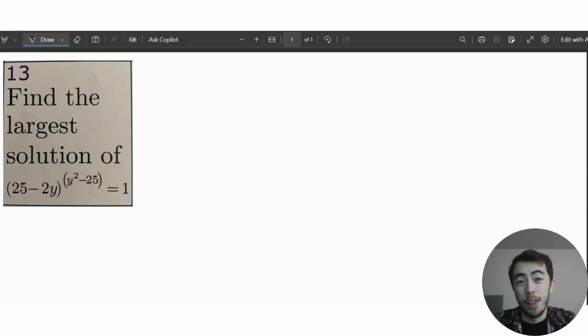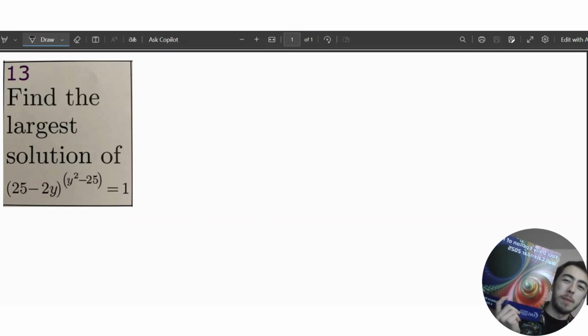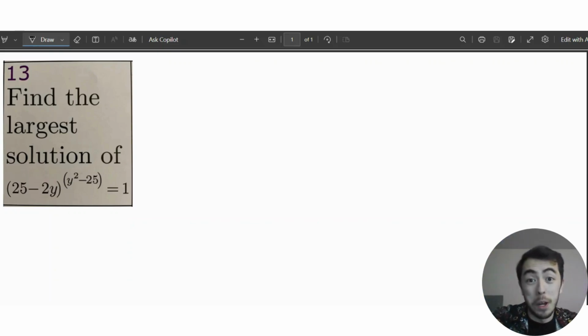Today is January 13th, and we're solving the 13th problem from this Daily Epsilon calendar. Let's try it out. All right, find the largest solution of this equation. Got it? Well, let's see. So the solution is going to be some number that we stick in for y. And it looks like we're trying to find the largest. So maybe there's a whole bunch of different numbers that could work that satisfy this equation, and we just need to find the biggest.